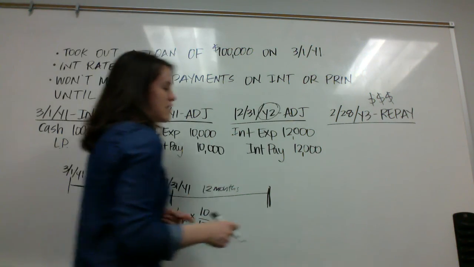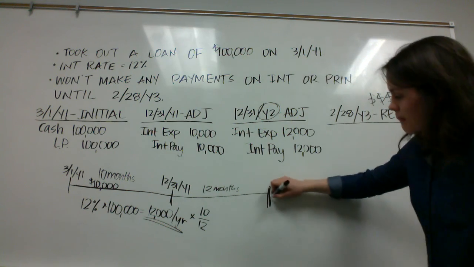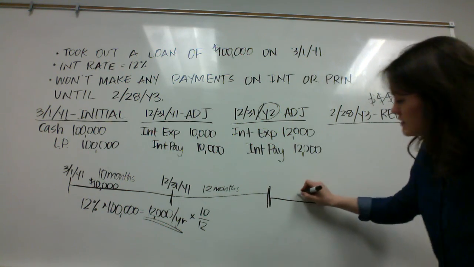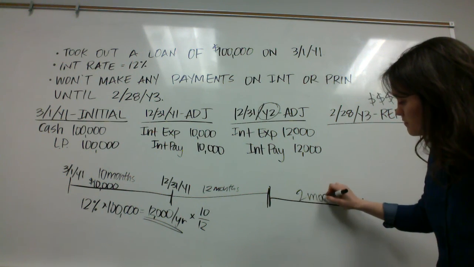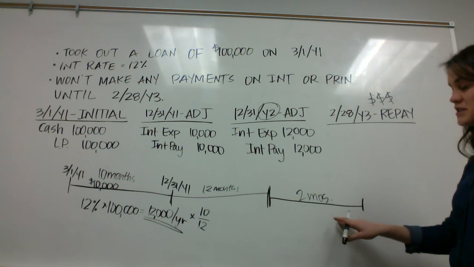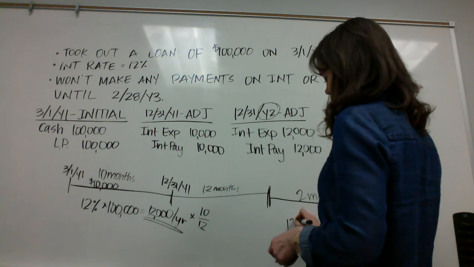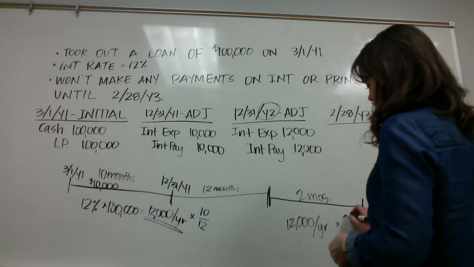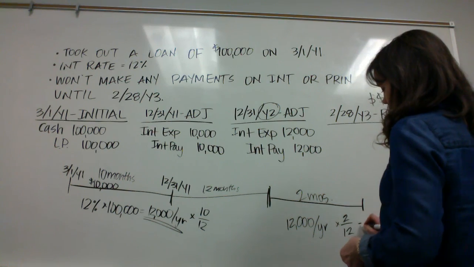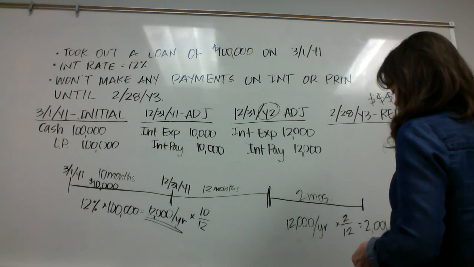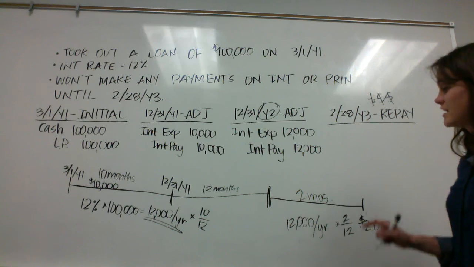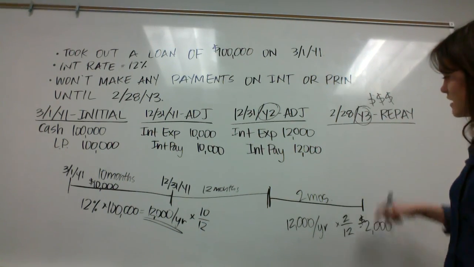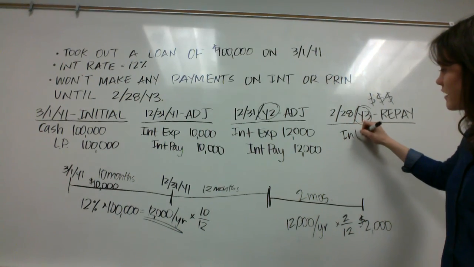Okay, now let's move to year 3. Some more time has gone by, right, but only 2 months worth. So how much is 2 months? Well, it's going to be that 12,000 per year times 2 out of 12 months. That's going to be 2,000, okay? So I need to record in this time period, in year 3, there's 2,000 additional of interest expense, right?